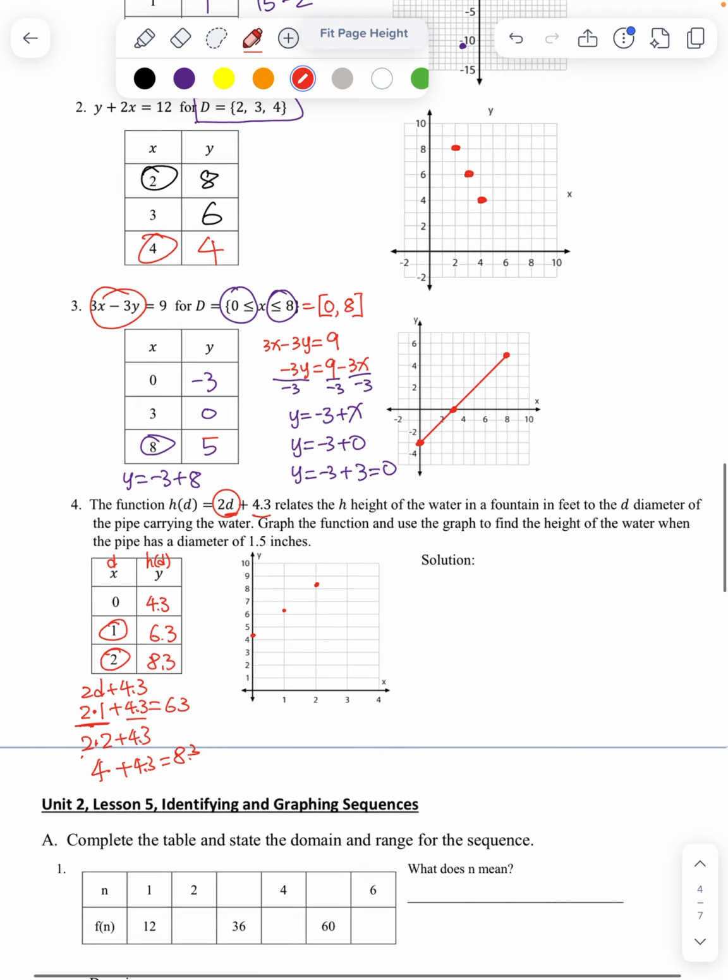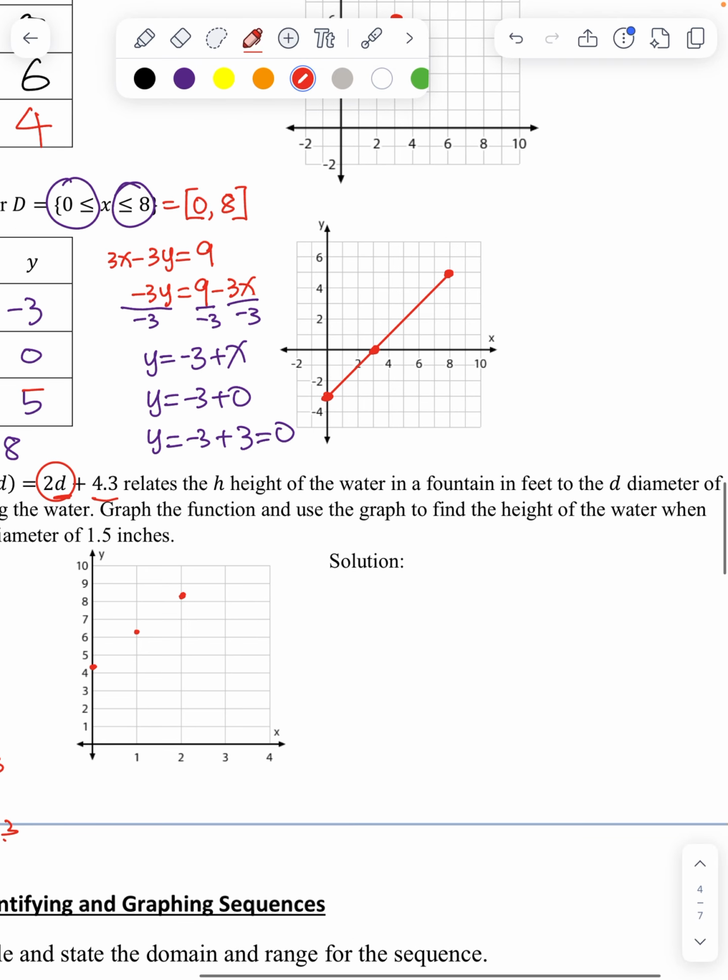This is a continuous function. Remember the water, when we add water into something, the water cannot jump from 1 gallon to 2 gallons. It covers everything from 1 gallon to 2 gallons, right? From 0 to 1 gallon into 2.